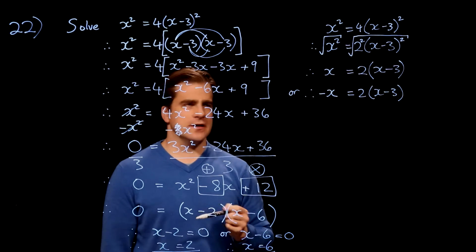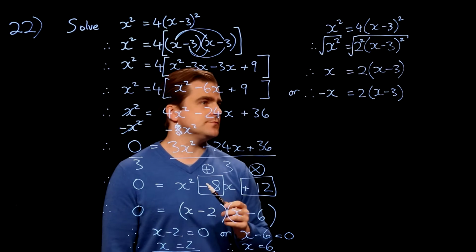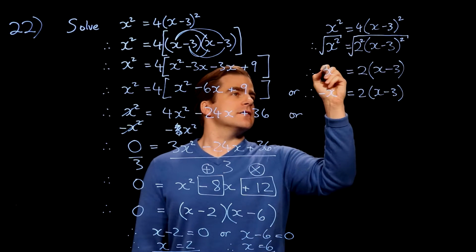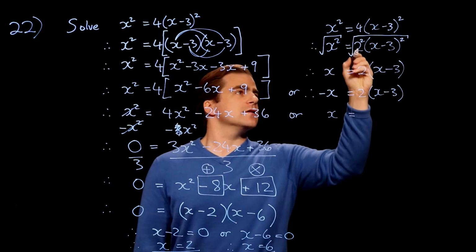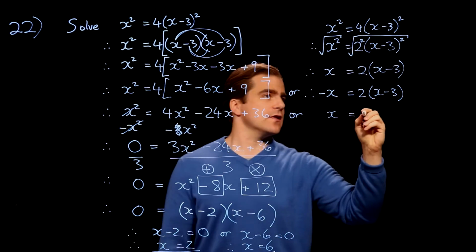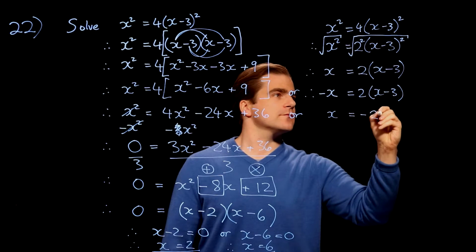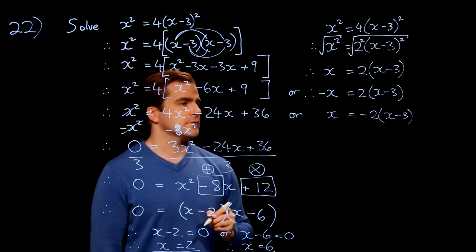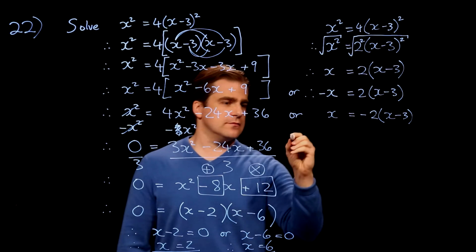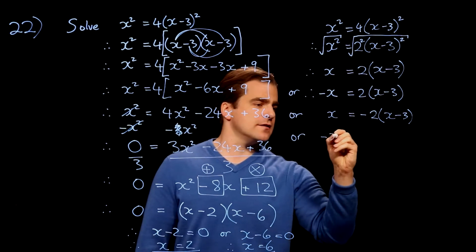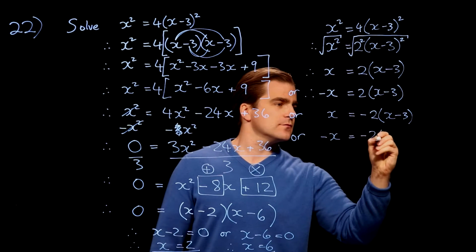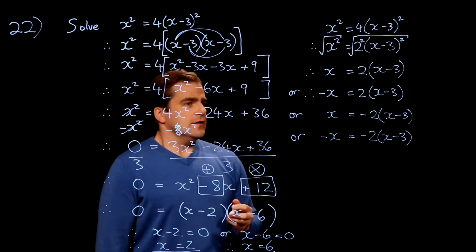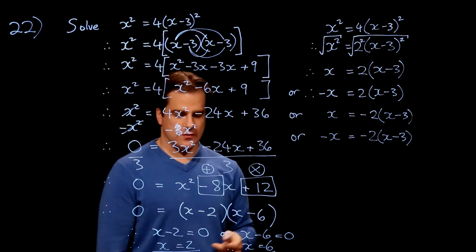But hang on, isn't that true of that side as well? Yes, it is. So we can also get x equals the negative version of this, minus 2 times (x minus 3). Now hang on, what about this other one when x is negative as well? So aren't there 4 possible solutions to this, not just 2?